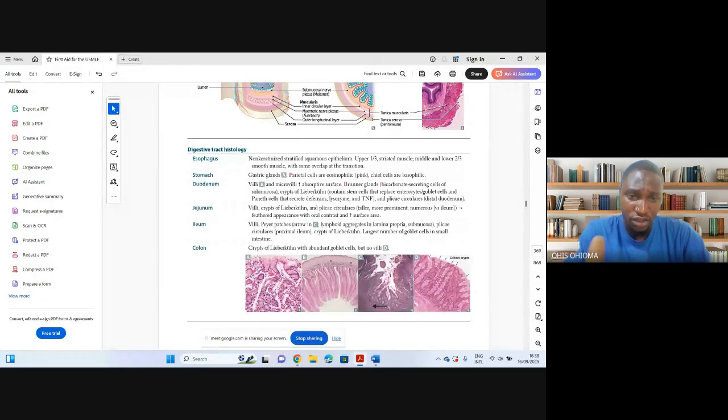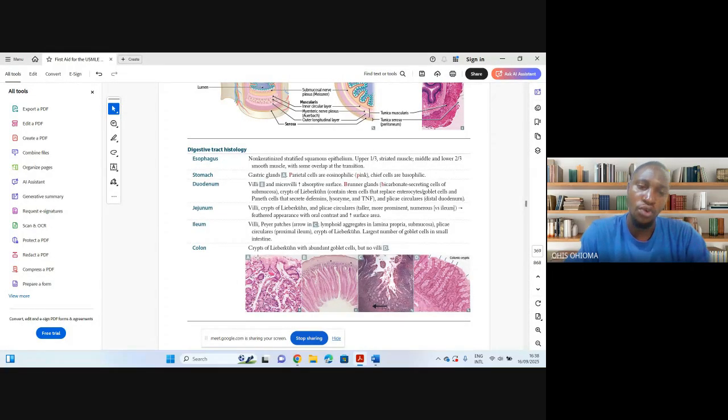You also have, because the small intestine overall, both the ileum, the jejunum, and the duodenum, are very absorptive in nature, you need to have finger-like projections that increase the surface area for absorption. And so you see a lot of villi in this region.